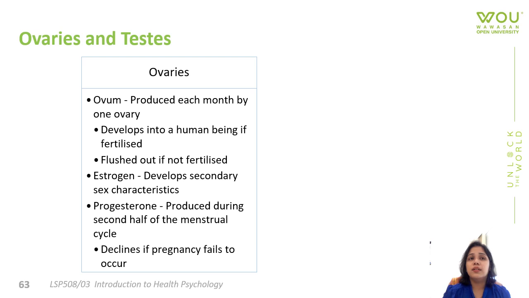such as the wide hips. So these are some of the sexual characteristics of female. And progesterone is produced during the second half of the menstrual cycle. This estrogen and progesterone basically regulate the menstrual cycle. And declines of progesterone can result in pregnancy failures.